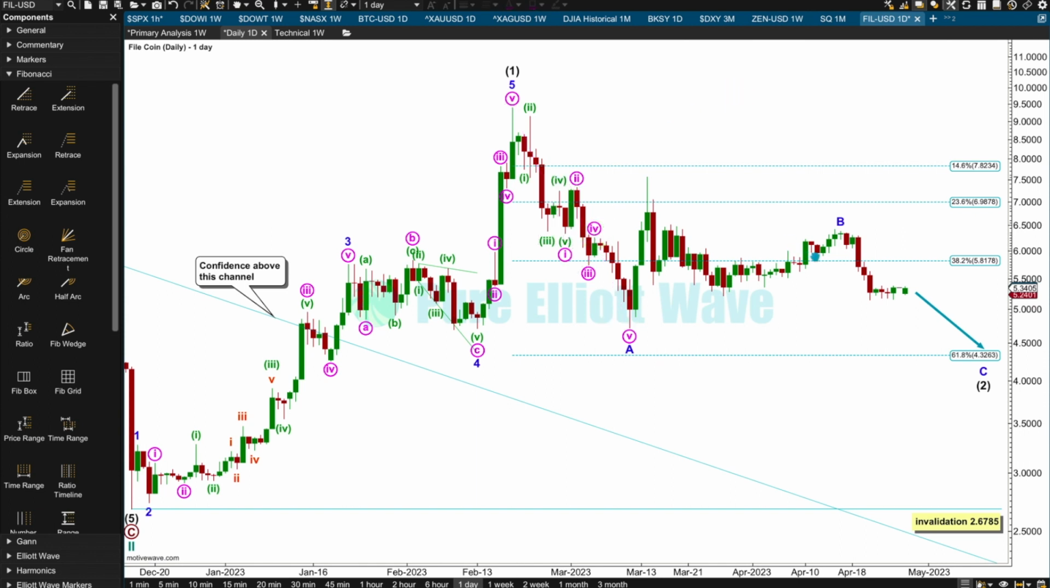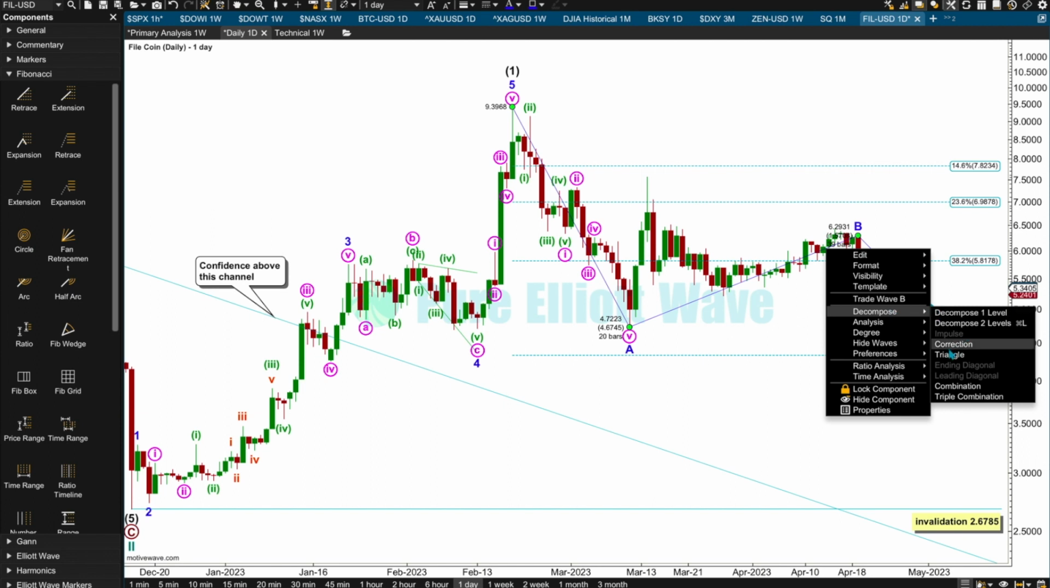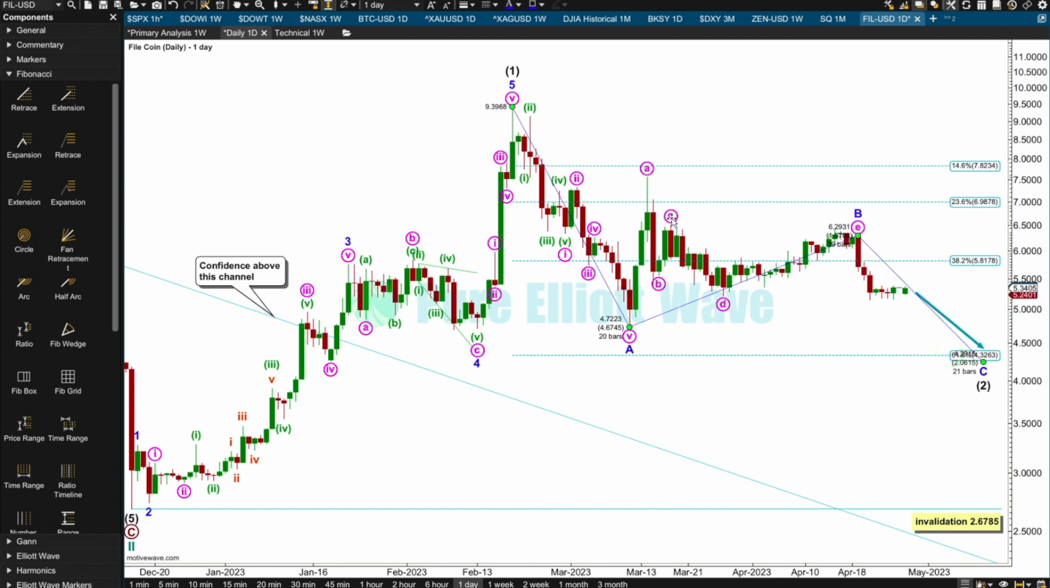Okay. Yeah, I want to label B over here. You could label it over here as a triangle, but that would be really forcing it. I'll show you what I mean. Like this.